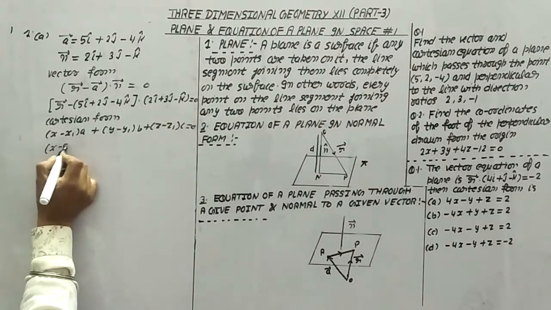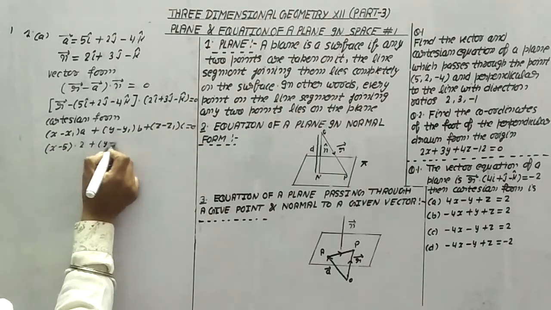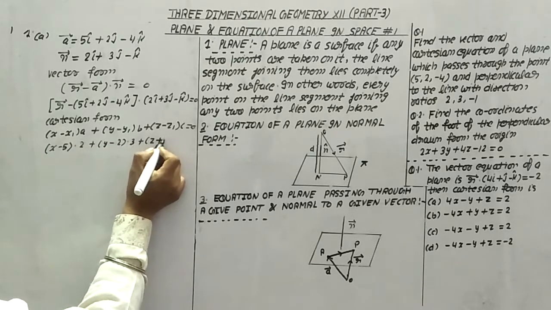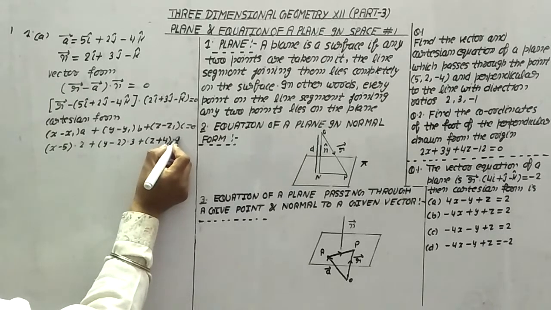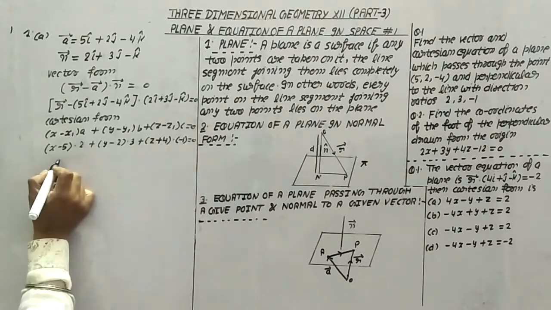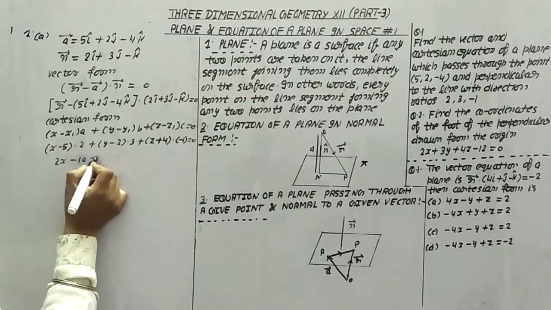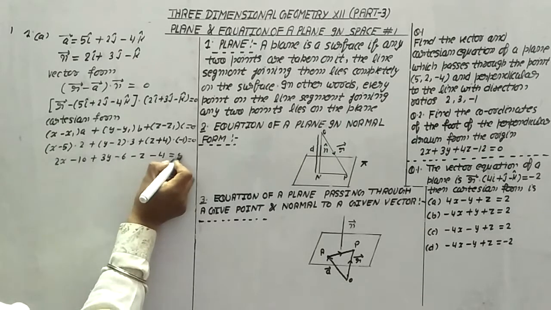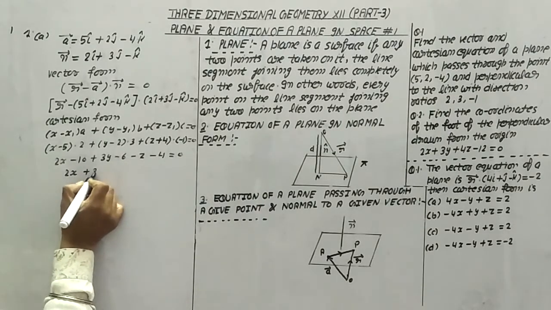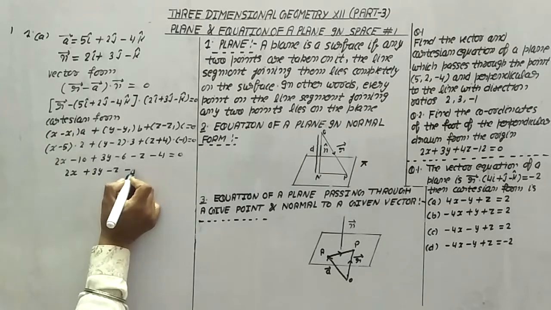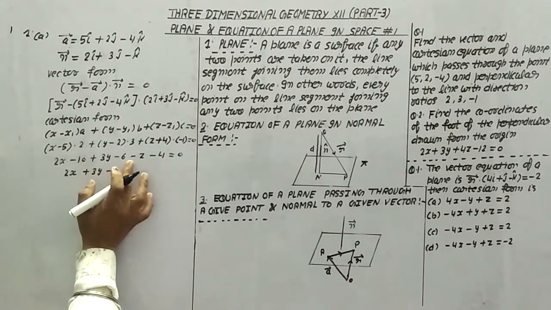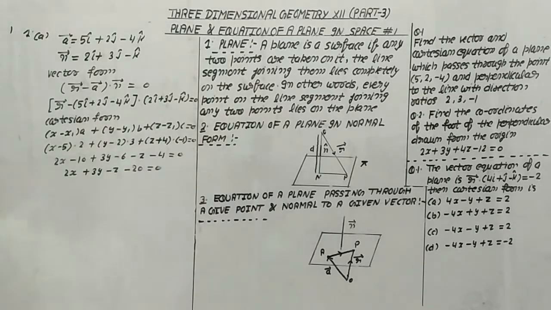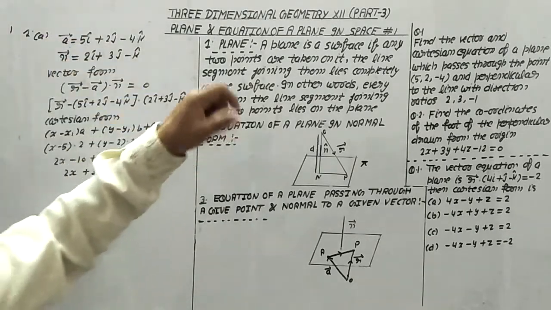Therefore we can say (x minus 5) into 2 plus (y minus 2) into 3 plus (z minus z1), it means (z plus 4), into minus 1 is equal to 0. It means this becomes 2x minus 10 plus 3y minus 6 minus z minus 4 is equal to 0. It means 2x plus 3y minus z minus 20 is equal to 0. So this is the answer for this question.